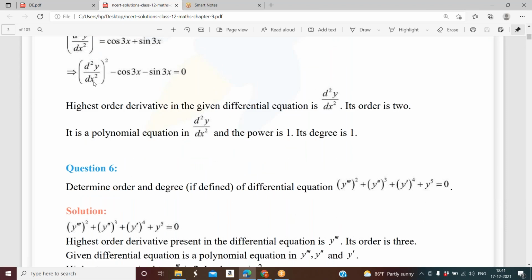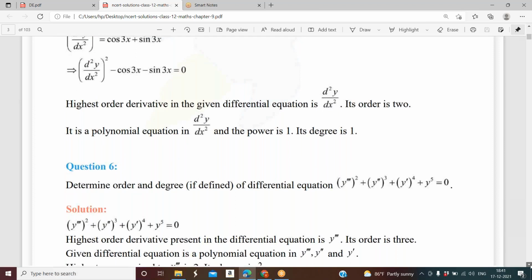This is the highest derivative, right? So order is 2 and the power is also 2. So degree is also 2.